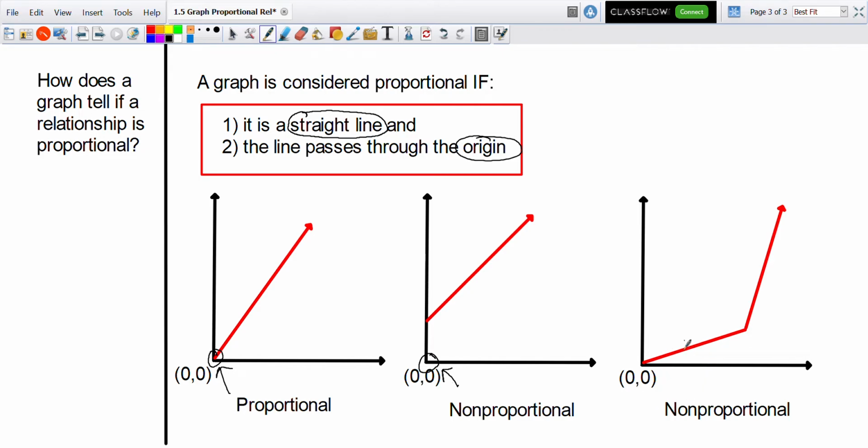So this one is non-proportional because it does not pass through the origin. This third one is also non-proportional. Yes, it does pass through the origin, however, it is not a straight line. So this one would be non-proportional. So this one would be proportional. This is non-proportional. And non-proportional.